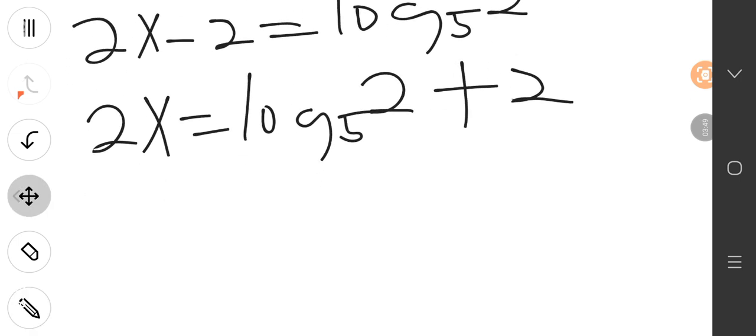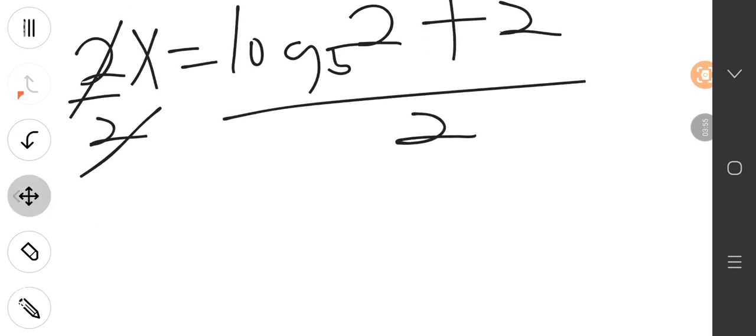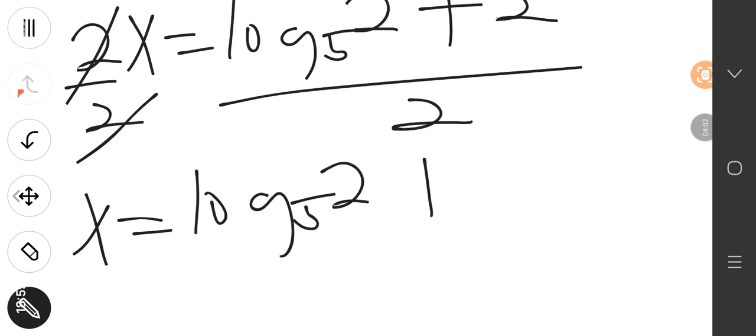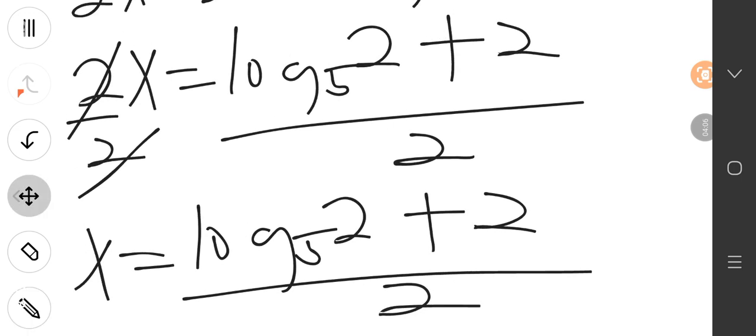We want to make x the subject of the equation, so we divide here by 2 and then here by 2. So x equals (log 2 base 5 plus 2) all over 2. So this is our answer.